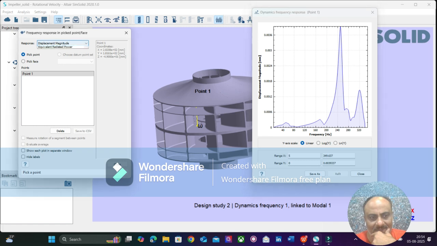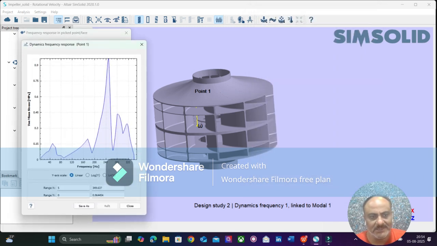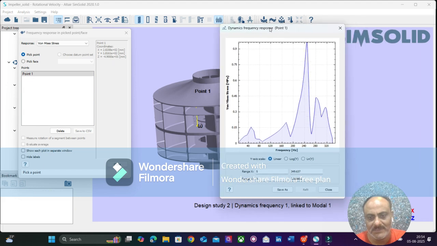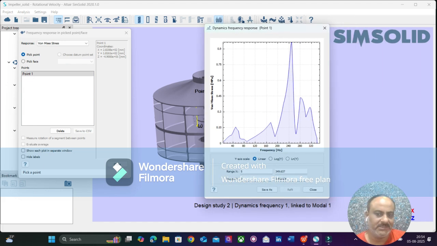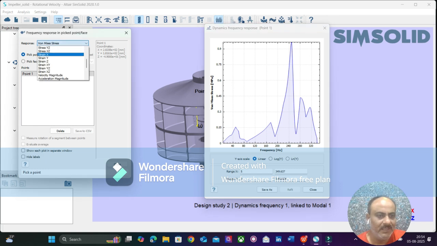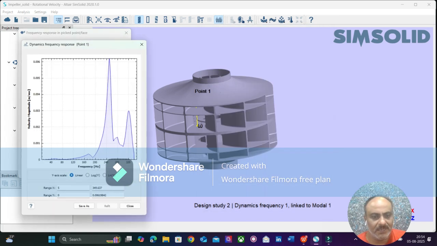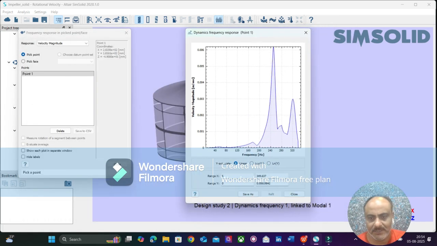Okay. Now for that particular point, let's see what are the stresses. So this is the frequency versus von Mises stress. So frequency on the x-axis and the von Mises stress on the y-axis. So this is the stress plot, the frequency versus stress. Now let's see what is the magnitude of velocity. So this is the velocity plot.